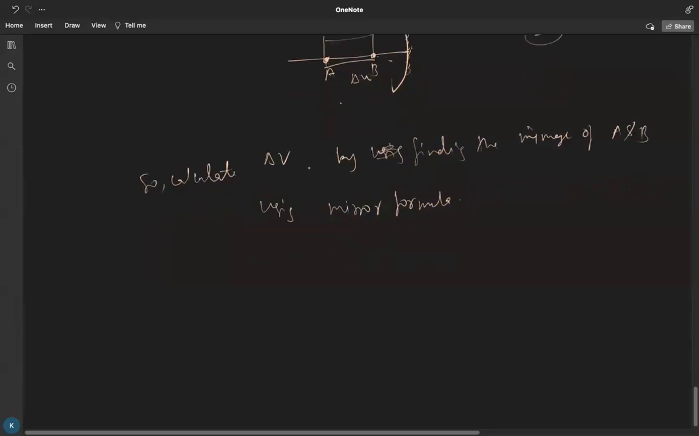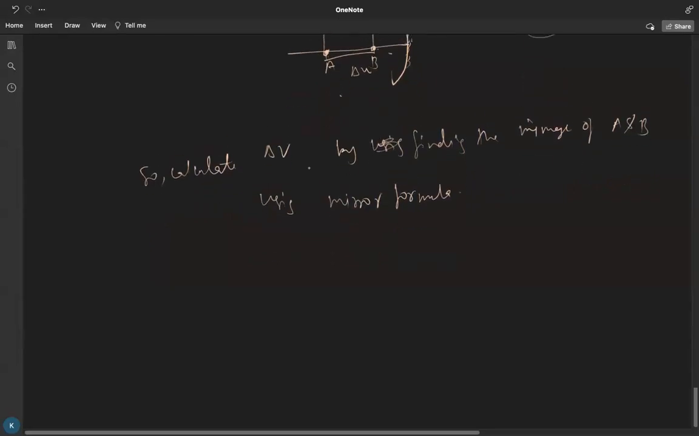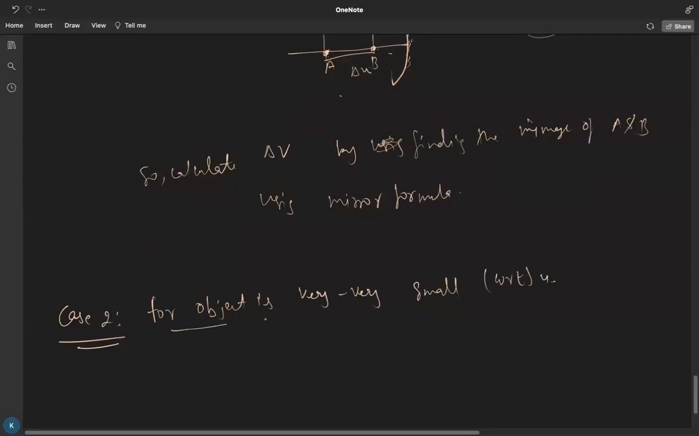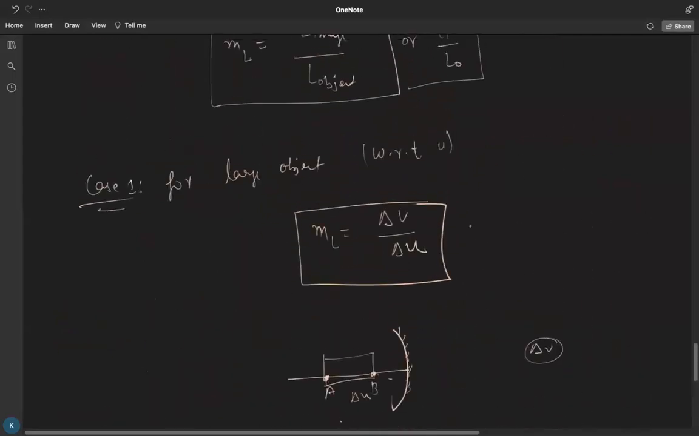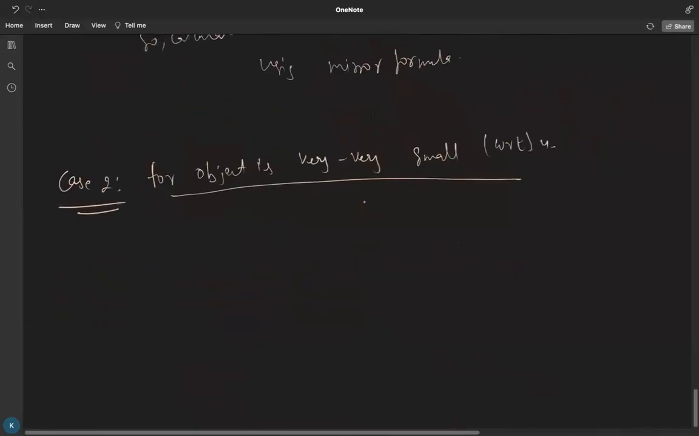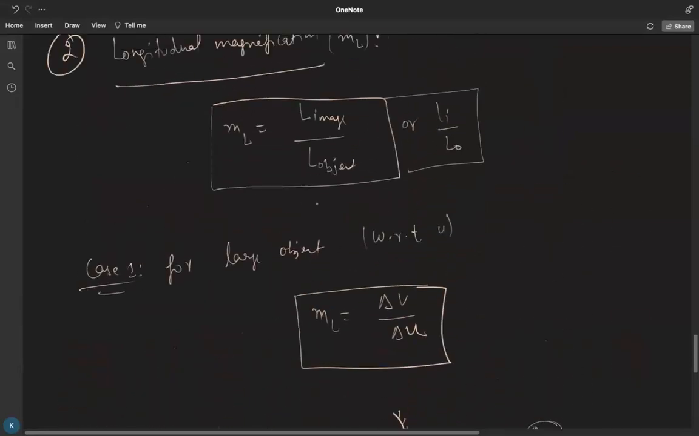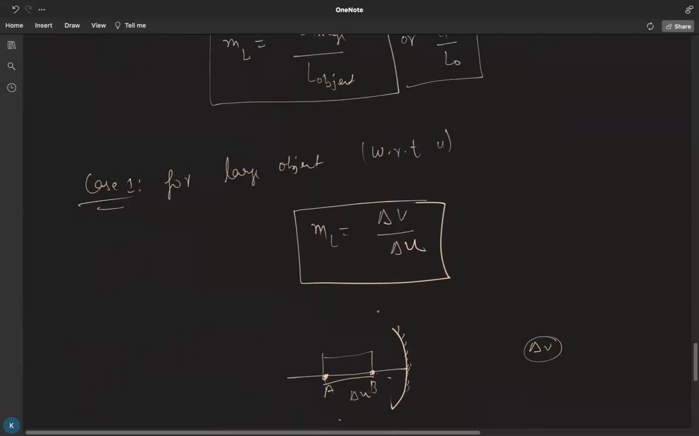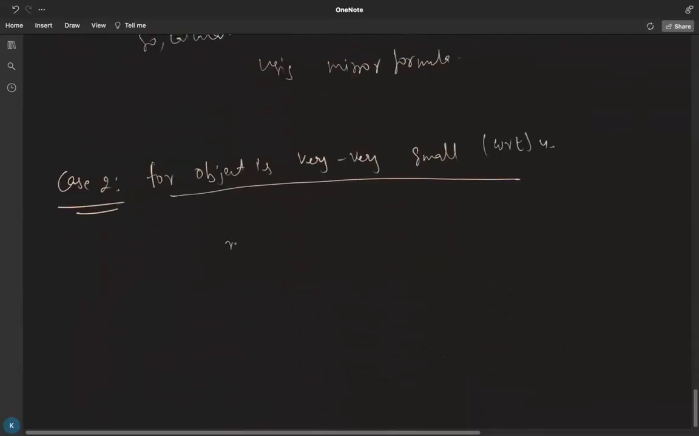Now we are considering case 2, for an object that is very, very small with respect to u. In the first case, I'm assuming that the object is very, very large, and in the second case, that the object is very, very small. From here, we derive ML is equal to delta V by delta U. So here we can write ML is equal to dV by dU, because our object is very, very small.